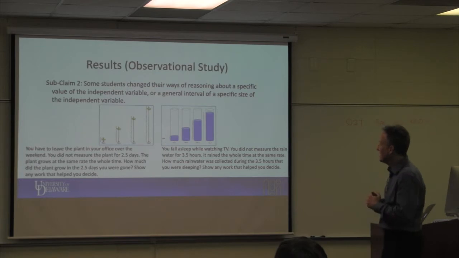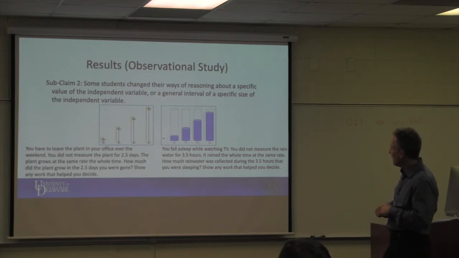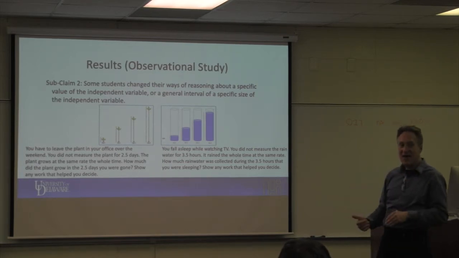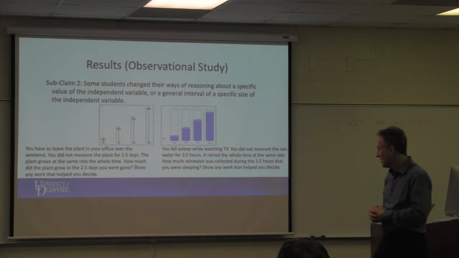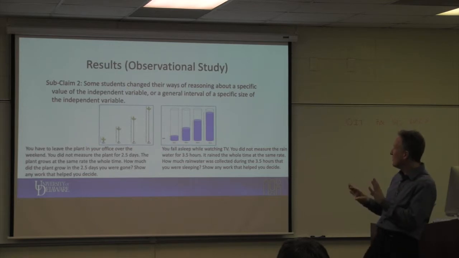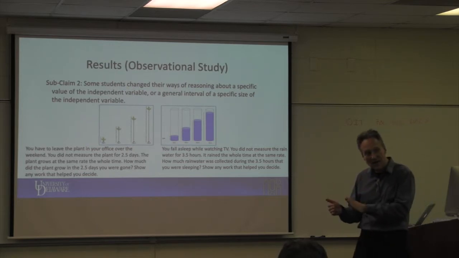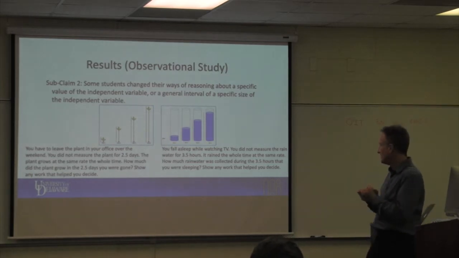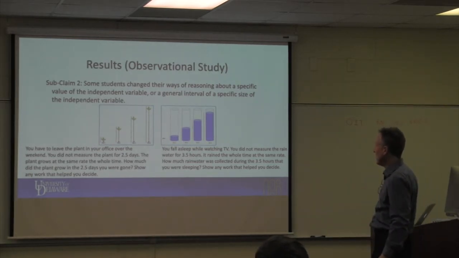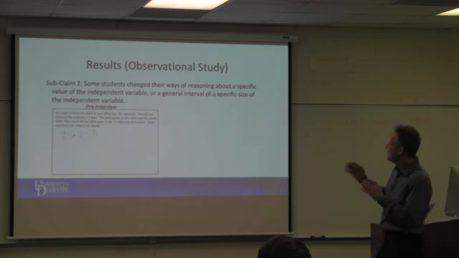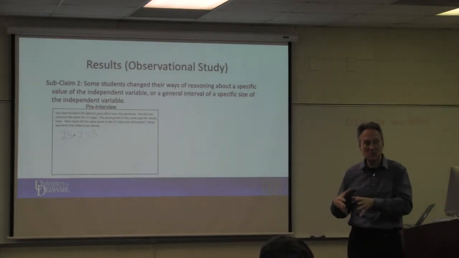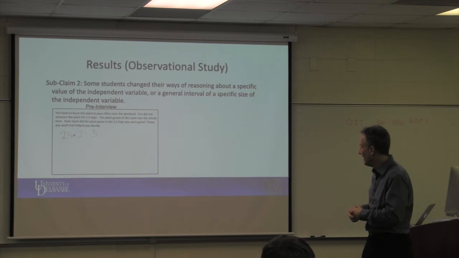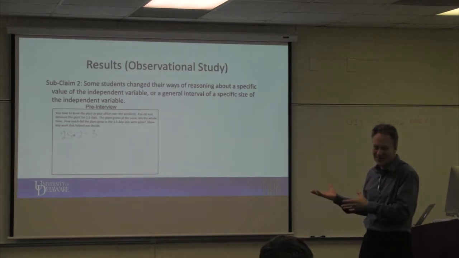And the subplane is that some students changed their way of reasoning about a specific value of the independent variable or a general interval of a specific size of the independent variable. And the important thing there is specific value versus a general interval. So here's what happened. This student was asked about the plant on the pre-interview. And what they did is they multiplied the 2.5 days by 2, which is how much the plant grows each day. Did the multiplication incorrectly.